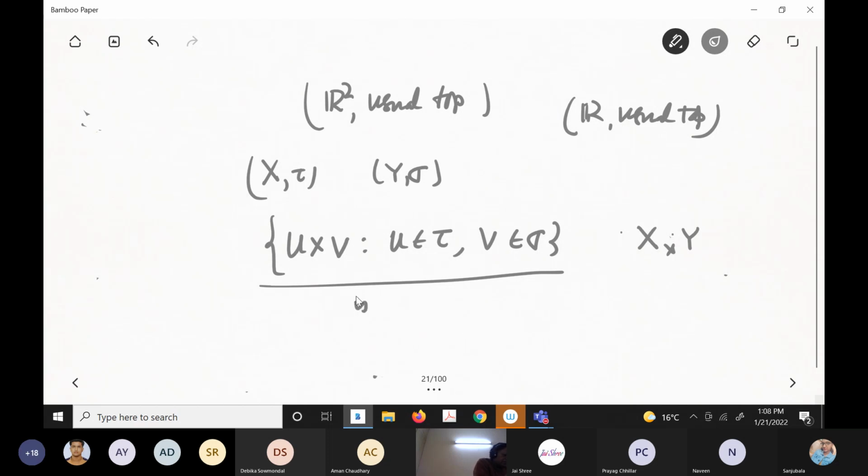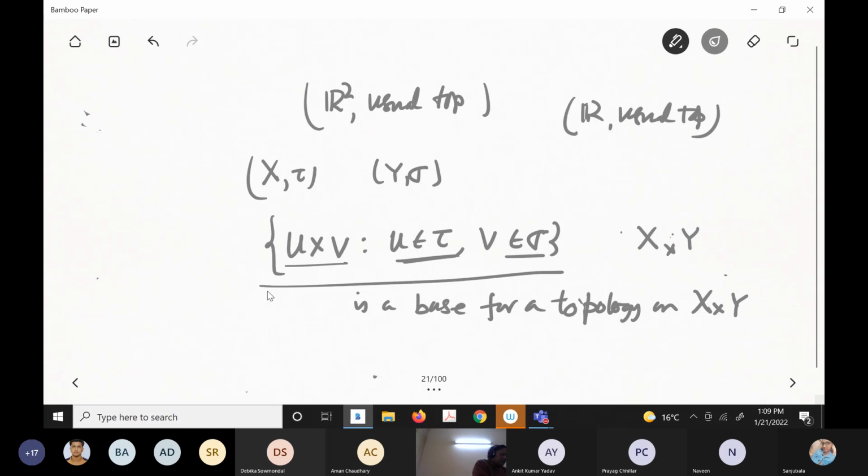It is a base. Even if you take all these things, instead of only basis elements, this is a base for a topology on X cross Y. Look, these are rectangles. You can even simply see that in R square. If you take just this, that won't give you a topology. That will only give a base. The reason is the problem with the rectangles. How to do that? Look here.